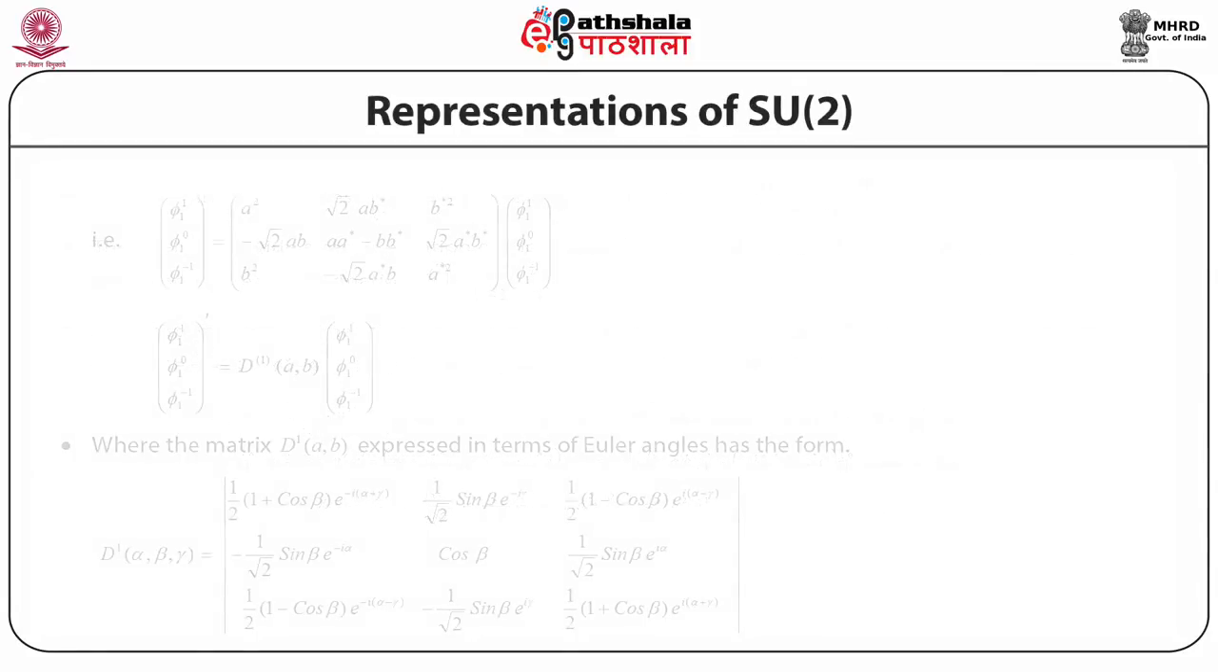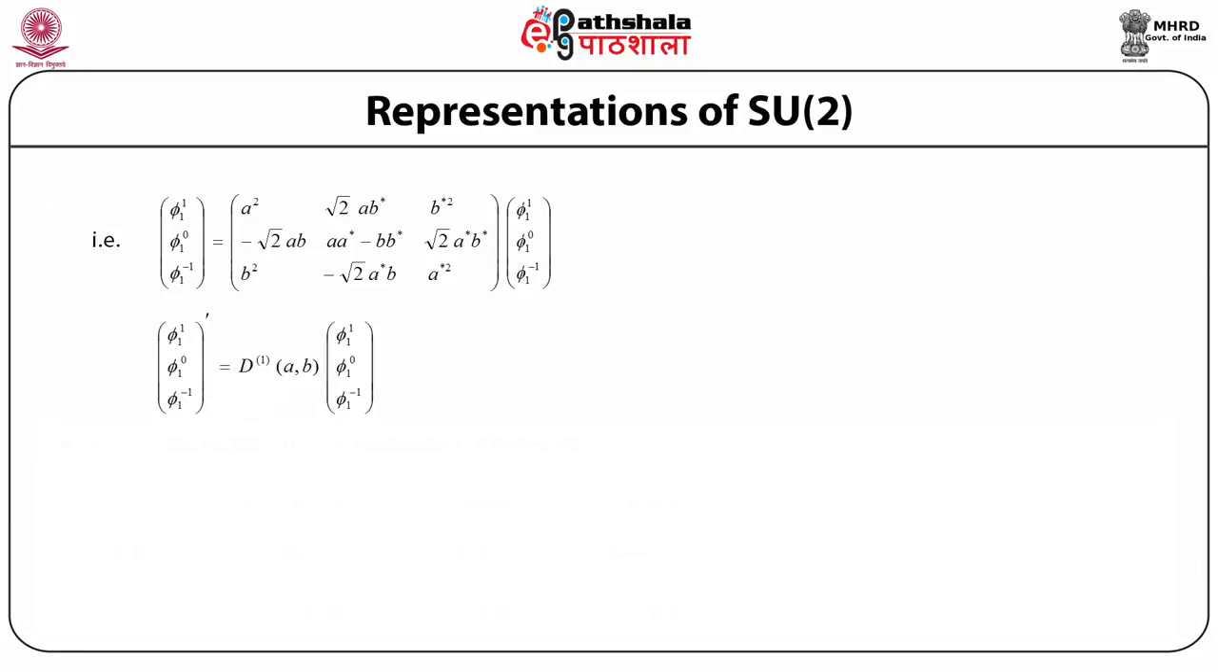Putting these transformations of monomials phi 1 1, phi 1 0, and phi 1 minus 1 together into the form of a three-component column vector with components phi 1 1, phi 1 0, phi 1 minus 1, the transformation can then be effected by a 3 by 3 matrix, such that phi 1 1, phi 1 0, phi 1 minus 1 prime is given by this 3 by 3 matrix, which can be easily constructed by the transformation which we discussed earlier, operating on the unrotated monomials phi 1 1, phi 1 0, phi 1 minus 1.